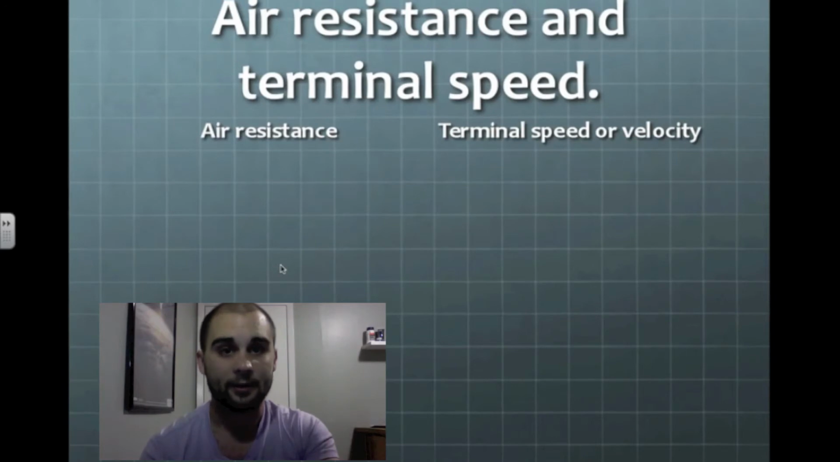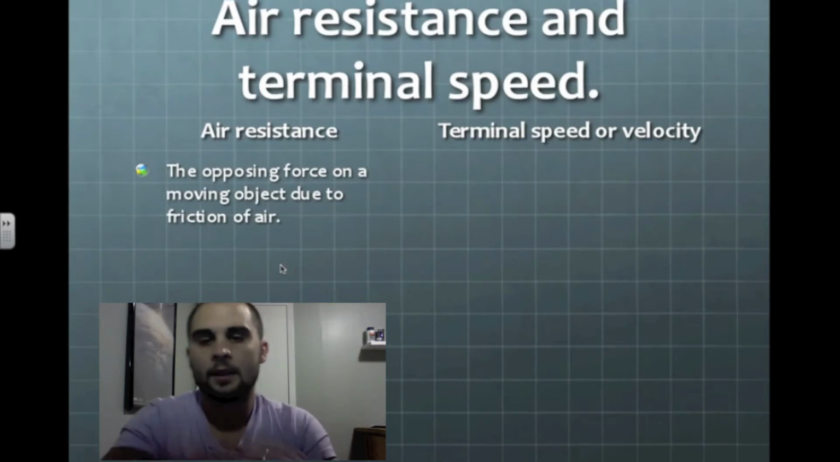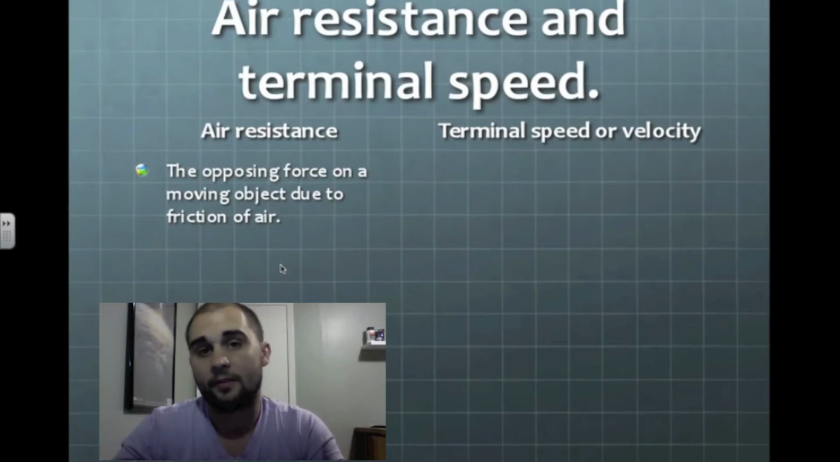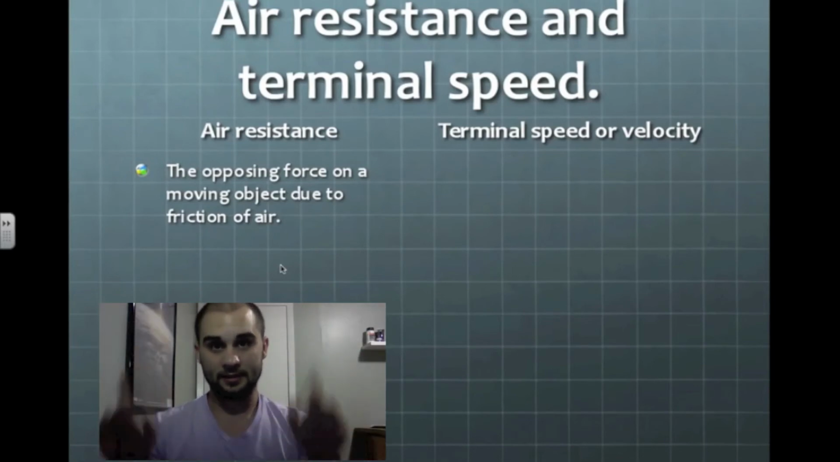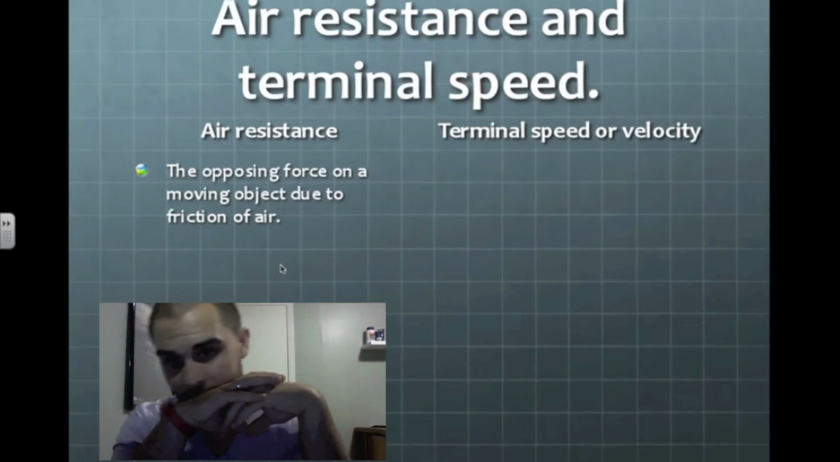Alright, air resistance and terminal speed or terminal velocity. Air resistance is the opposing force on an object as it's falling. If you think of a parachute, that's a good example of this. As somebody jumps out of a plane, that parachute opens up, that air fills that chute, and the force of the air pushes up against it, and it slows the person as they drop to the earth from a plane.